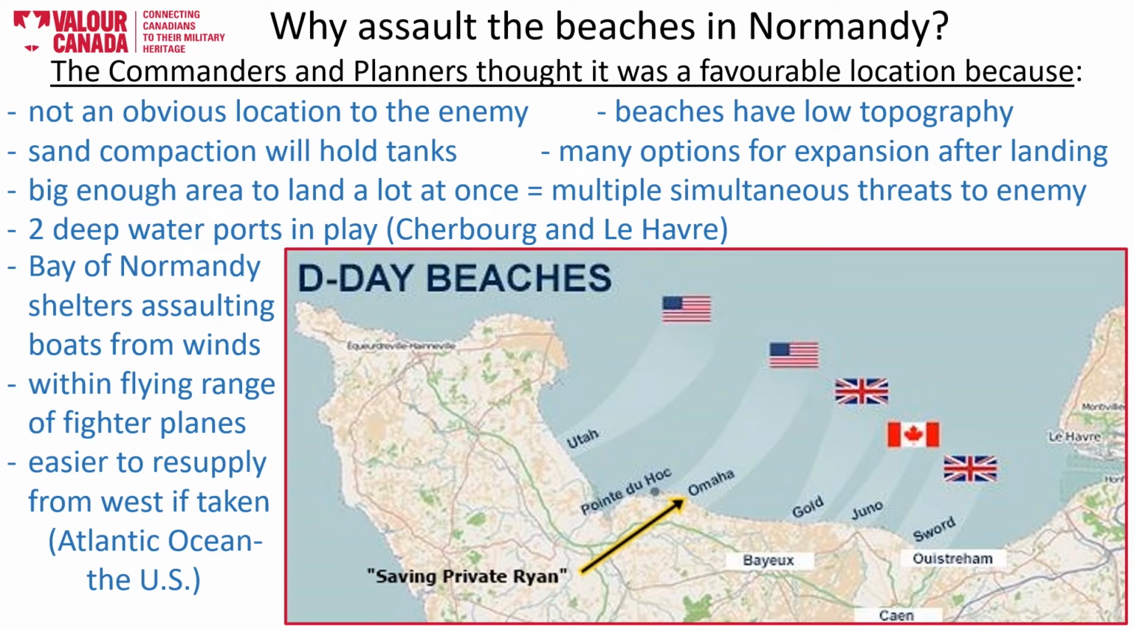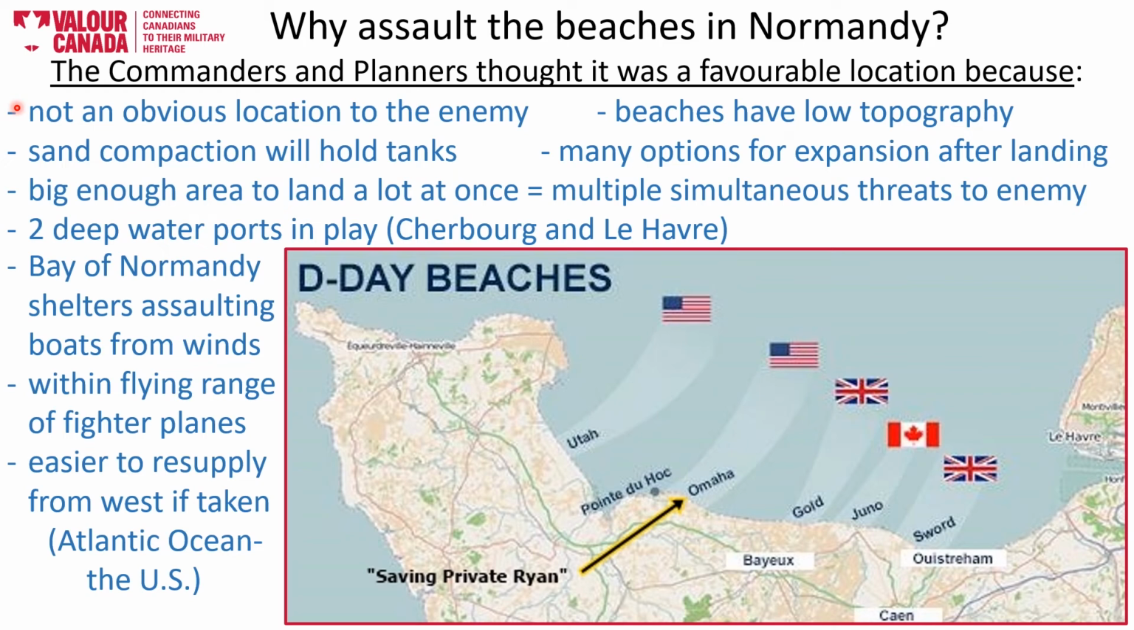Why assault the beaches in Normandy? Well, there were a bunch of reasons why location 4, the Bay of Normandy, was chosen. Now, first off, it was not an obvious location to the enemy. Interestingly enough about this point, Hitler always thought the Allies were going to attack the French coast in the Bay of Normandy. The majority of his generals thought that it was going to happen in Calais, which was the closest point between England and the European coast. Okay, it's the narrowest part of the English Channel.